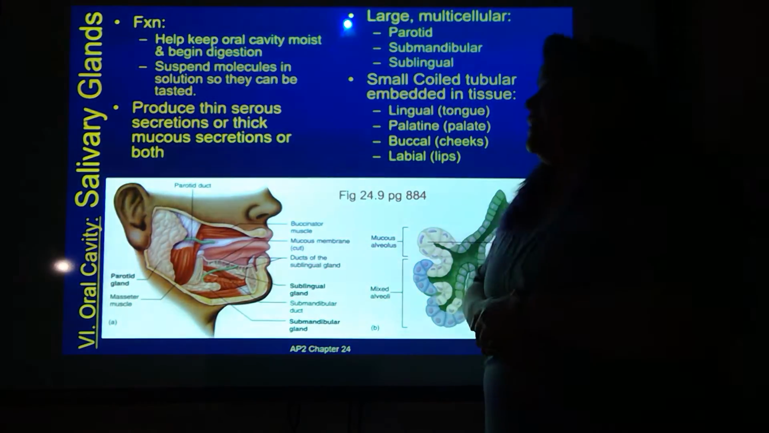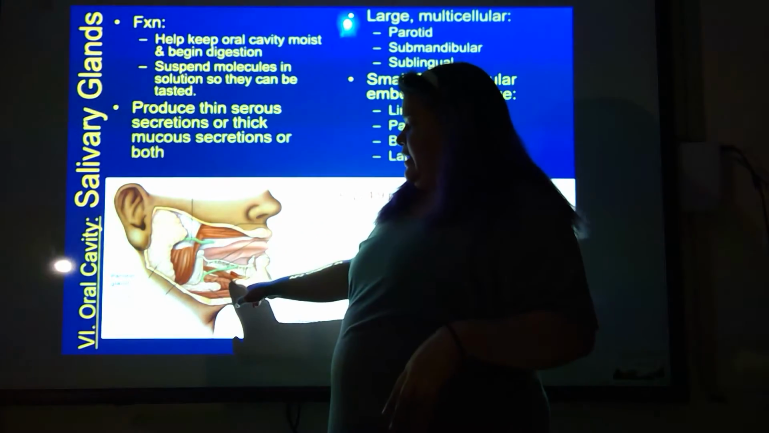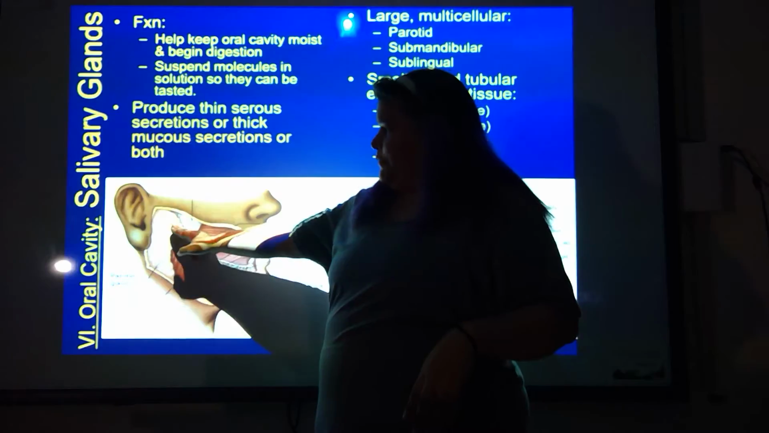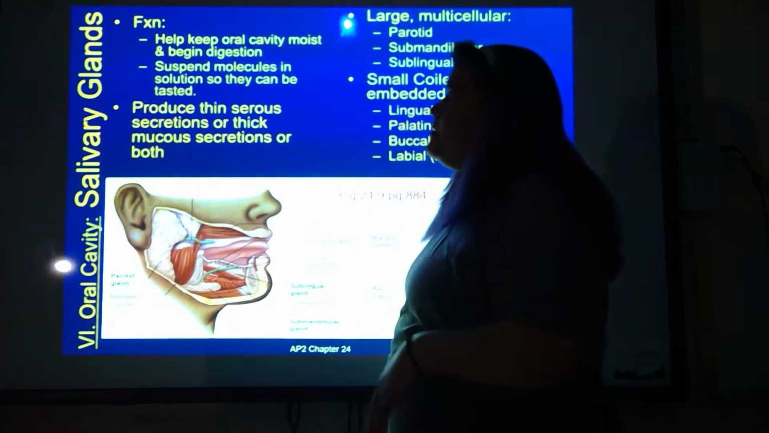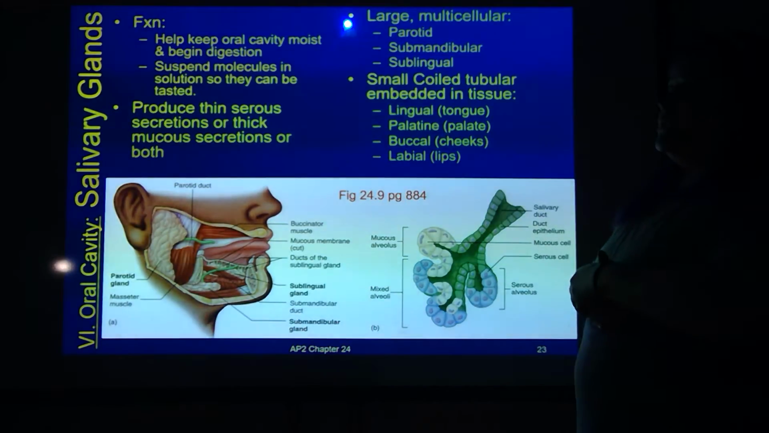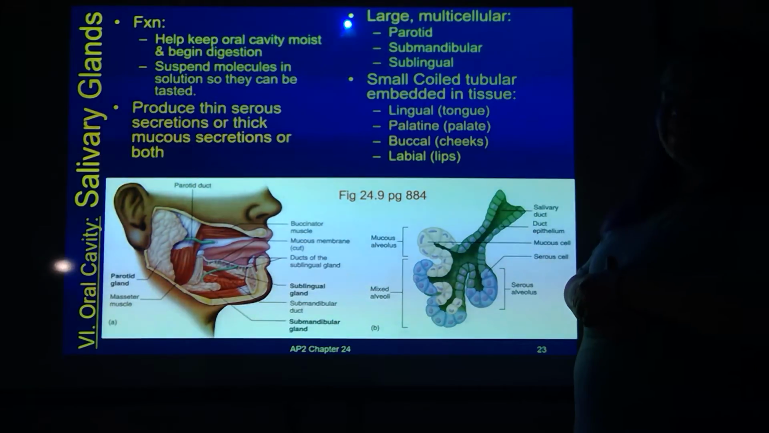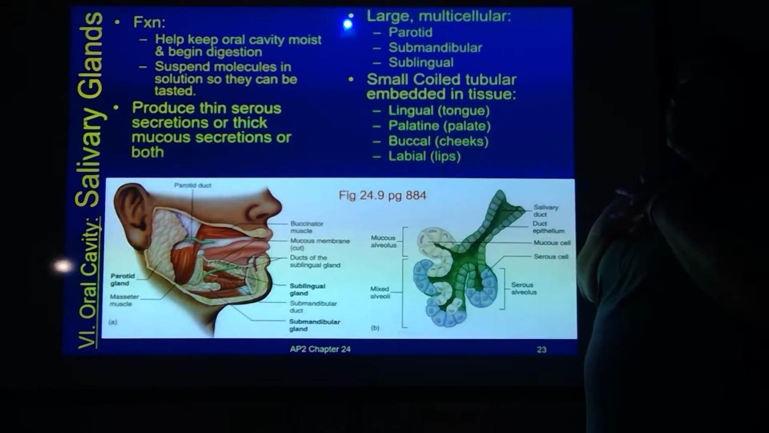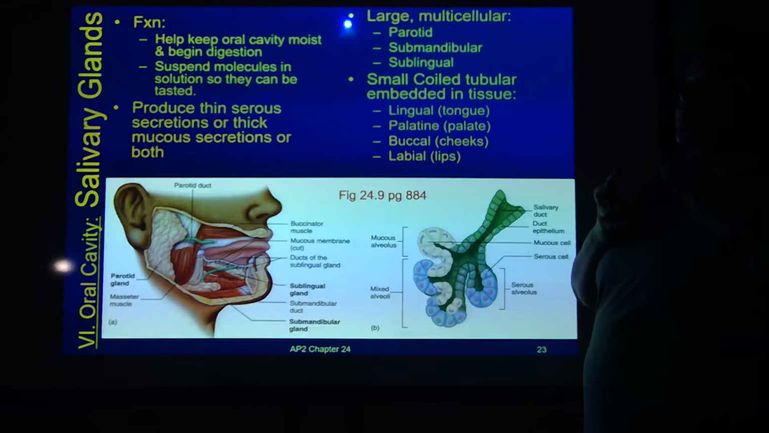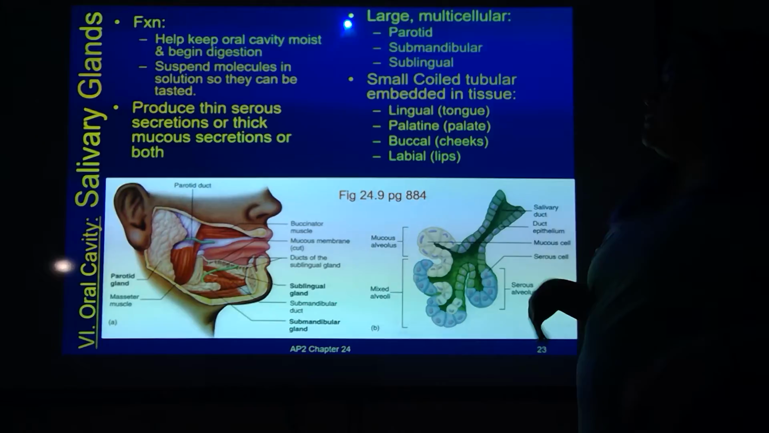So the salivary glands, as I said, are not in your mouth. You've got the sublingual, the submandibular, and the parotid, okay? They help to keep the oral cavity moist. They also begin digestion. They suspend molecules in a solution so that they can be tasted. They produce either a thin serous secretion, or thick mucus secretions, or they can do both. It depends on which one you're talking about.